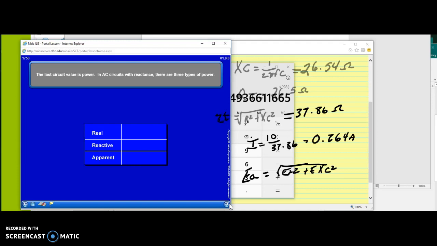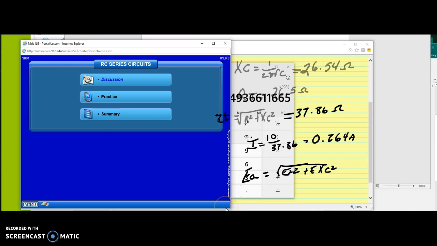Now we're going to talk about power, the last circuit value of power in AC circuits with reactance. There are three types of power: real, reactive, and apparent. For real, we apply that formula there. Real power, PR, is equal to ER times IR. For reactive, PC is equal to EC times IC. And last but not least, apparent, PA is equal to EA times IT. So, all Ohm's law formulas, just different values of those.